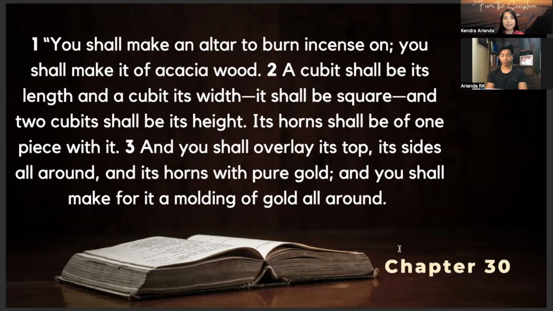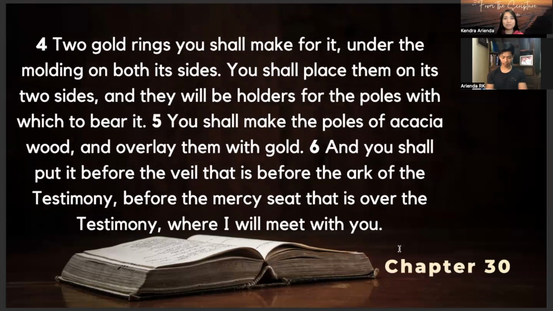Chapter 30. You shall make an altar to burn incense on. You shall make it of acacia wood. A cubit shall be its length, and a cubit its width. It shall be square, and 2 cubits shall be its height. Its horns shall be of one piece with it, and you shall overlay its top, its sides all around, and its horns with pure gold, and you shall make for it a molding of gold all around.